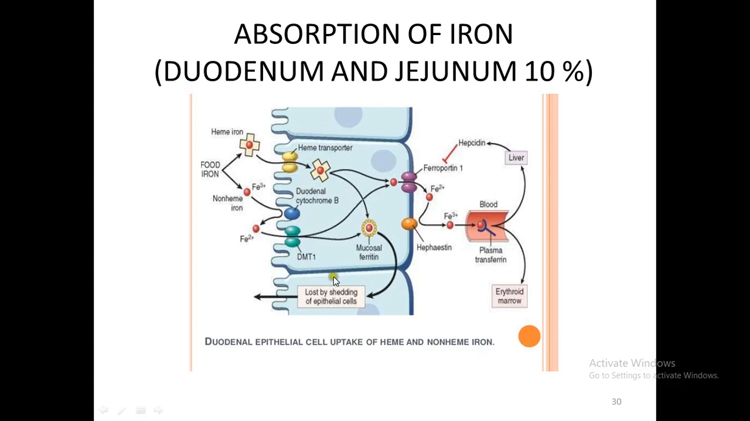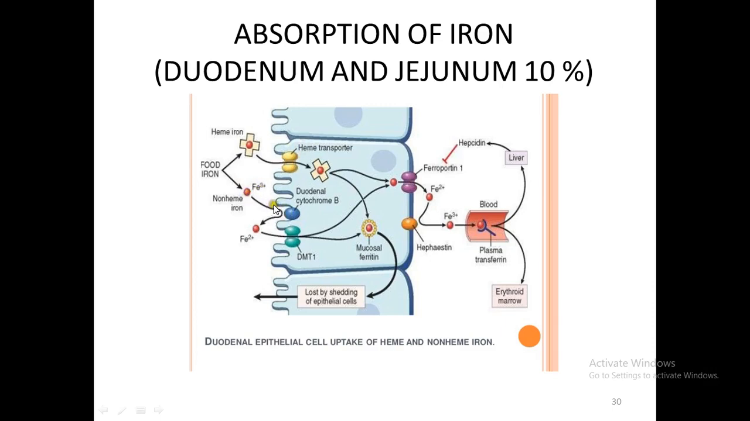Here you can see the duodenal cells from where the iron is absorbed. This is the part which faces the inside where the food comes down, and the food iron consists of two types of iron: heme and non-heme iron. The heme iron, which is in ferrous form, immediately enters the intestinal epithelial cell through the heme transporter. But the ferric iron, which is found in vegetables, does not find any doorway to enter. It cannot enter the heme transporter.